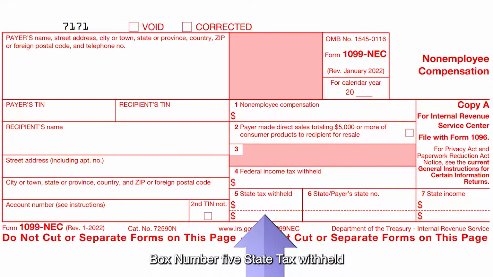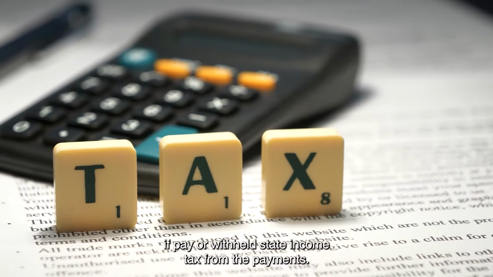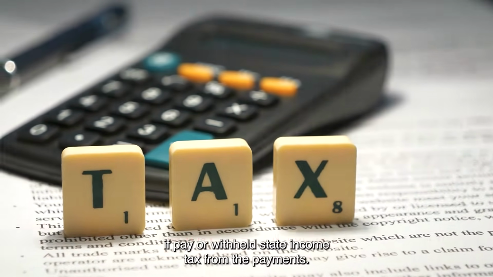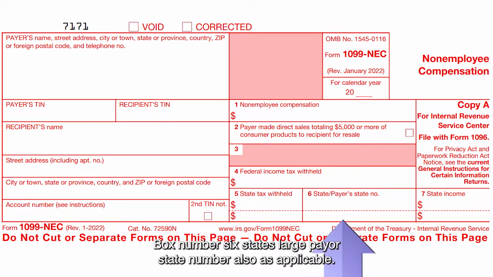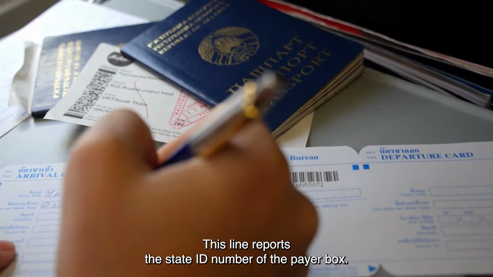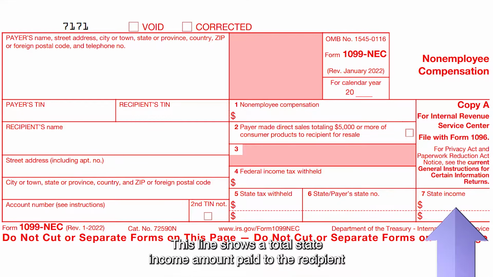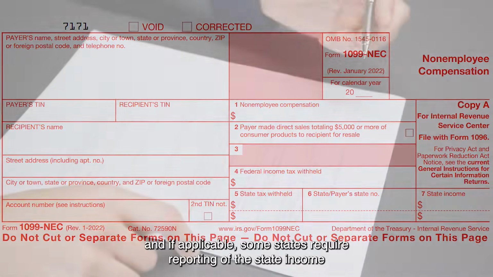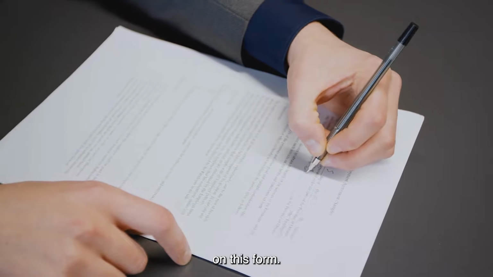Box number 5, state tax withheld. If the payer withheld state income tax from the payments, the amount withheld is reported here, if applicable. Box number 6, state/payer state number. Also, if applicable, this line reports the state identification number of the payer. Box number 7, state income. This line shows the total state income amount paid to the recipient. If applicable, some states require reporting of the state income on this form.